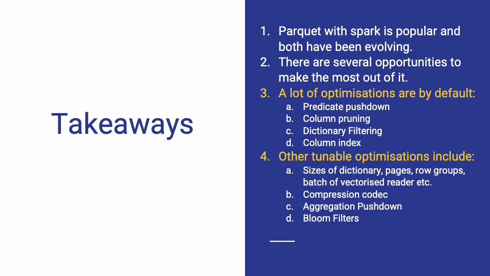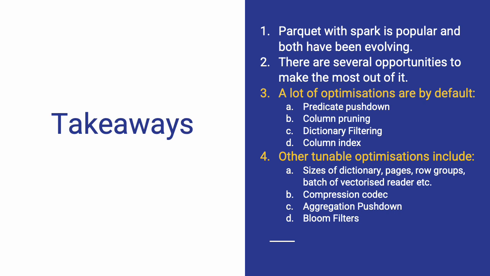So this brings us to the conclusion. Hopefully we were able to cover all the things we had promised in the beginning, that Parquet with Spark is popular, and over the last many years they have been evolving. There are a lot of configurations and knobs to tune to make the most out of it. A lot of optimizations are there by default, which includes predicate push down, which takes advantage of the statistics at the row group level or at the page level.